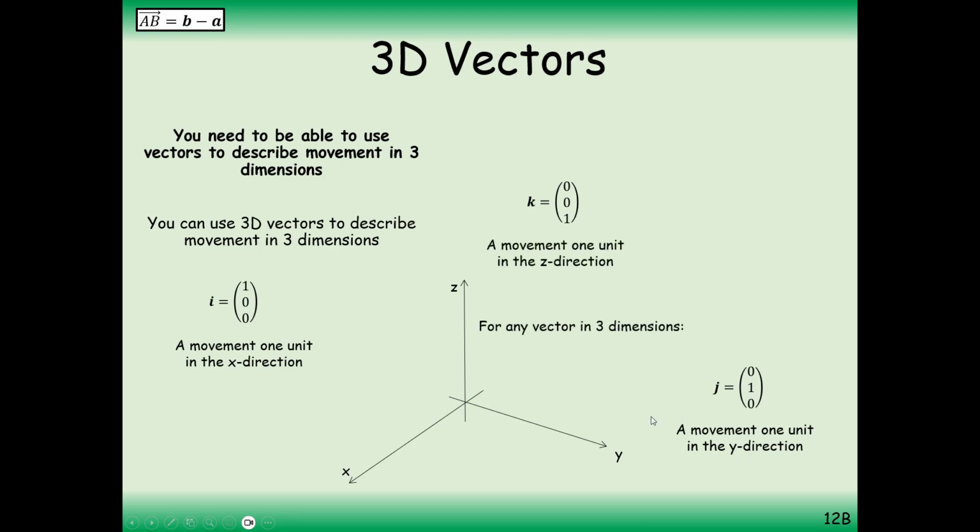So every time you see a letter i in front of a number, you should automatically associate that the coefficient of i is traveling in the x direction. The coefficient of j travels in the y direction, and the coefficient of k travels in the z dimension.